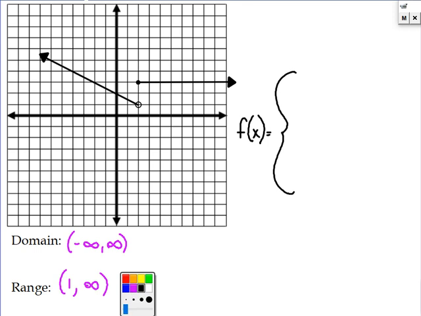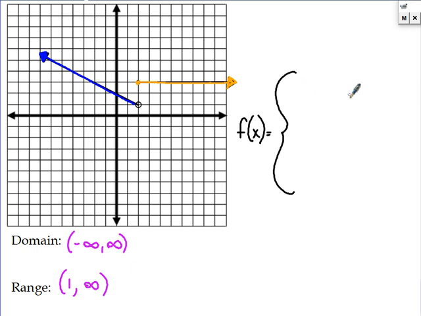Now, there are 2 pieces to the function. I have the blue piece, and we'll make this the orange piece. Okay, so for each piece of the graph, you need 2 things. You need the function, and you need its domain, so what x values it's using.